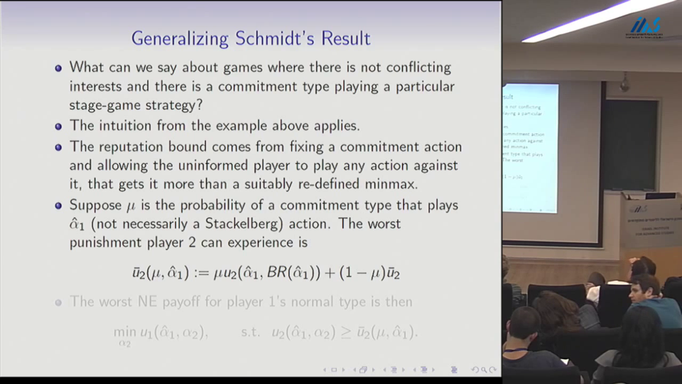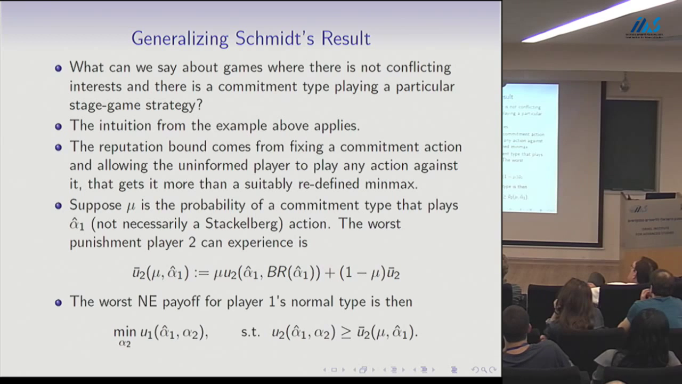And so this is a weaker bound than the one we saw. It's not playing a best response, it's playing anything that gets the uninformed player at least this. And then, if you wanted to think about the reputation lower bound, we want to minimize player 1's payoff given that player 2's payoffs satisfy this constraint. Okay?